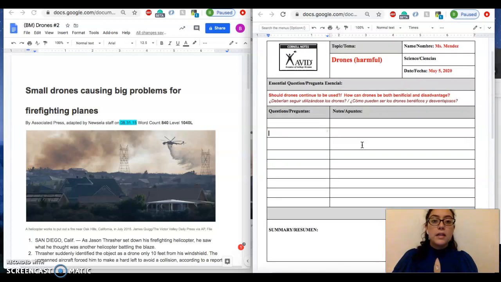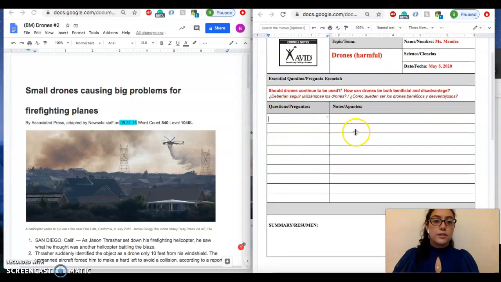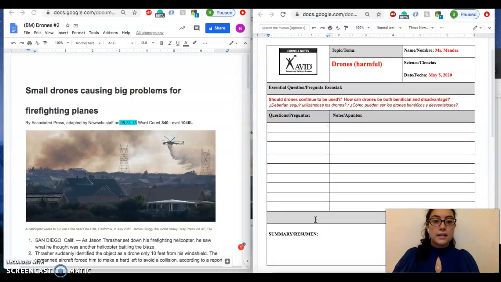Okay, so I already filled out the first top for myself. So you could copy what I have except for my name because this is your worksheet. I'm not doing this worksheet for you. You're doing this worksheet for yourself to practice the skills. So the only thing you would change would be your name. So the topic of today is going to be drones. How are they harmful? Your name, the date. The essential question is already there. Alright, so questions, notes, and summaries are the only thing that is left to do.